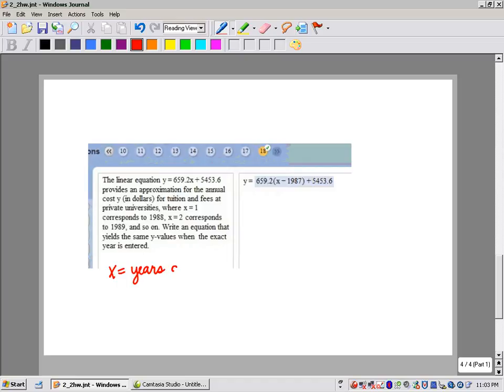X is the years after 1987. So right now, if we wanted to enter 1987, we wouldn't enter the year, we would enter x equals 0. Well, what this problem is asking us to do is actually to enter the exact year, that is 1987. So we're changing the meaning of x, we're wanting it to become the exact year.